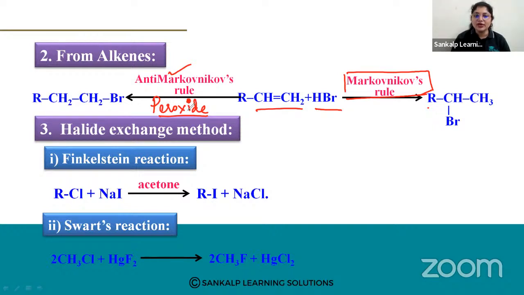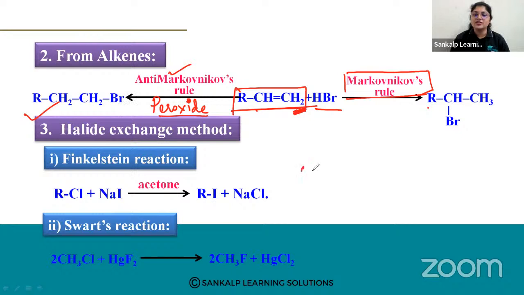So what is the anti-Markovnikov rule? It states that the negative part of the alkyl halide is added to the carbon which has the more number of hydrogen atoms. This is an unsymmetrical alkene. Where will the negative part be added? The negative part will be added to the carbon which has more hydrogen atoms. So this is the product obtained: RCH2CH2Br. This is the anti-Markovnikov rule.